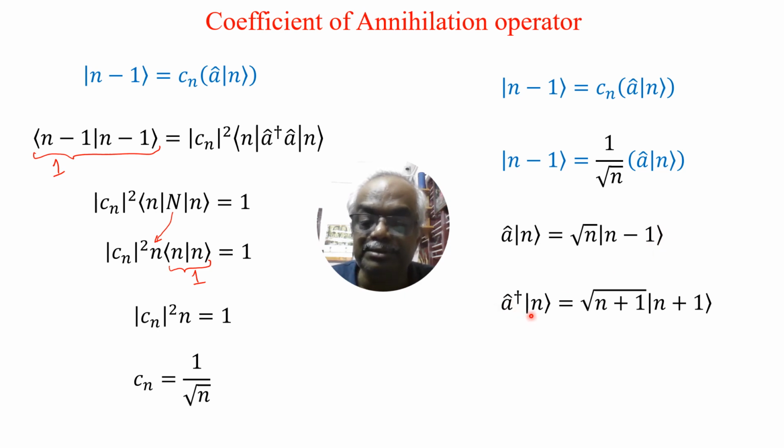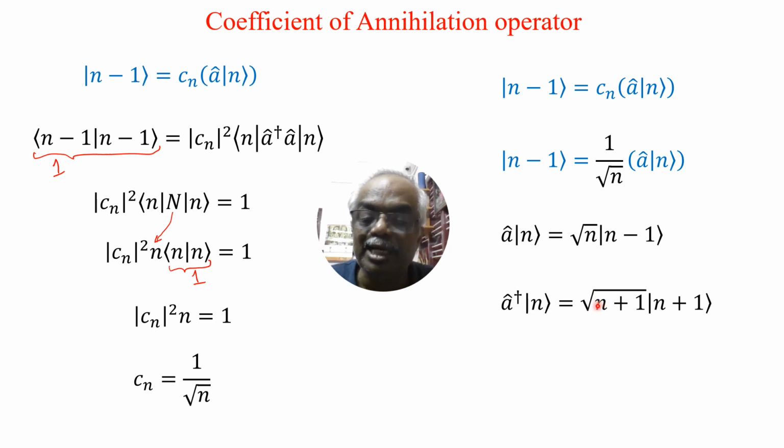Previously for the creation operator, we have seen square root of n plus 1. Here it is n minus 1. That is a very, very crucial point. We have not made any assumption; we got it as it is. So if it is n minus 1, when n is equal to 0, you will get square root of minus 1, which is not allowed. So when n is equal to 0, this will become 0. You cannot bring the energy state below the ground state energy.